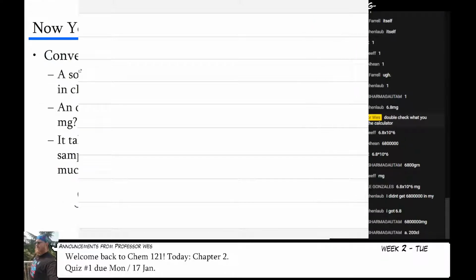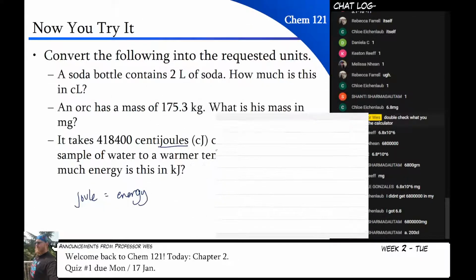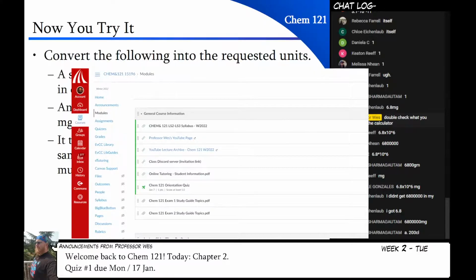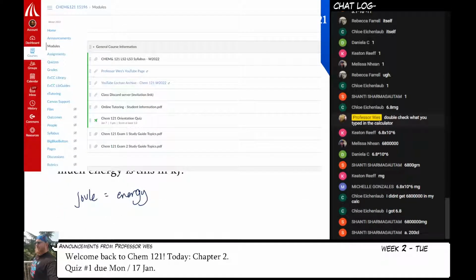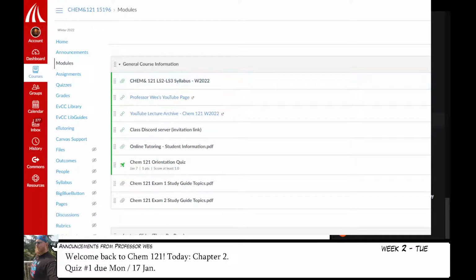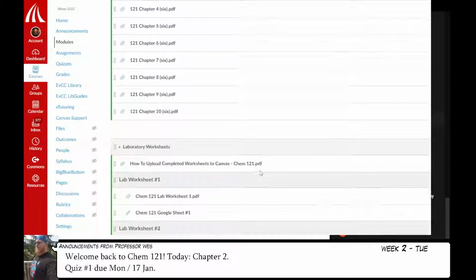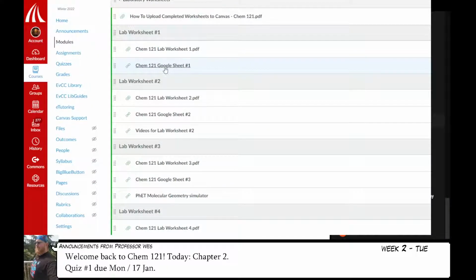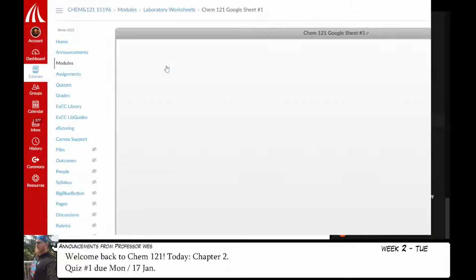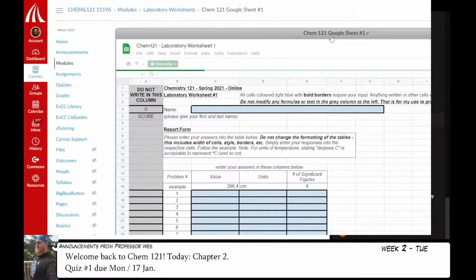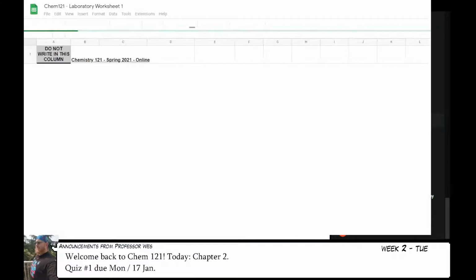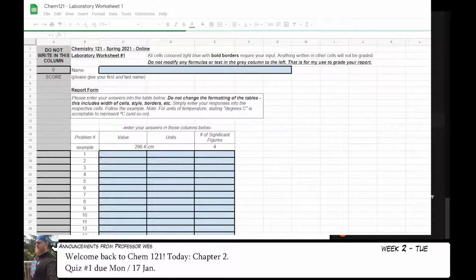which now you can't see because my window is resized weird. I'm going to cover the chat again real quick. If you go right here where it says lab worksheet number 1, this is where we were, the lab worksheet number 1 PDF. Clicking on this will give you the Google Sheet for lab number 1, which I'm going to open in another window here.